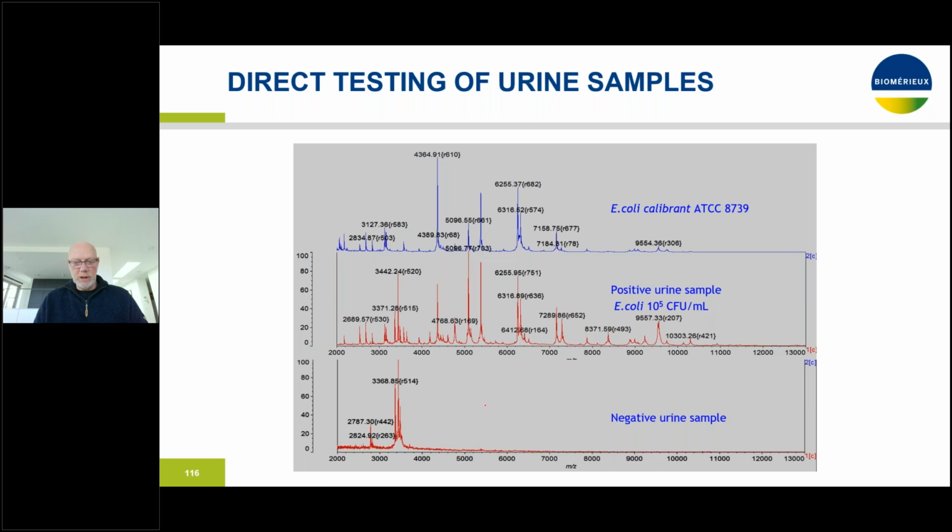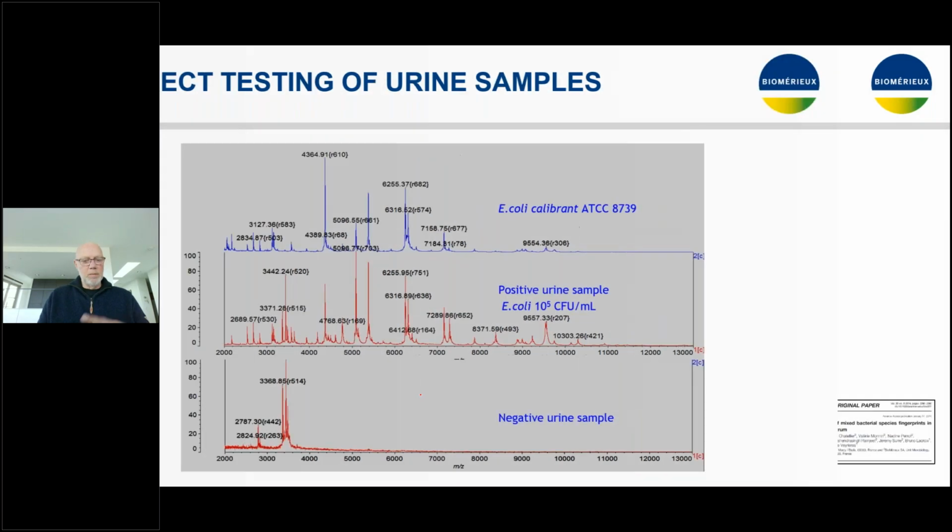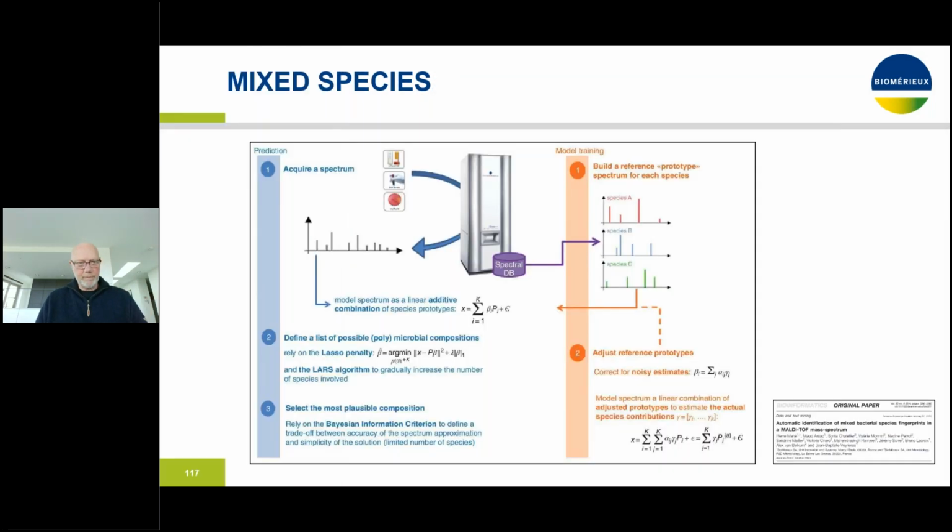And in the bottom sample, there is a negative urine, and the peaks that you see there are small proteinaceous molecules called defensins, which are naturally present in healthy urine. So you need to deduce these from the spectra of the clinical specimens. Another thing that bioinformaticians can take care of very well by modifying the algorithm a little bit.